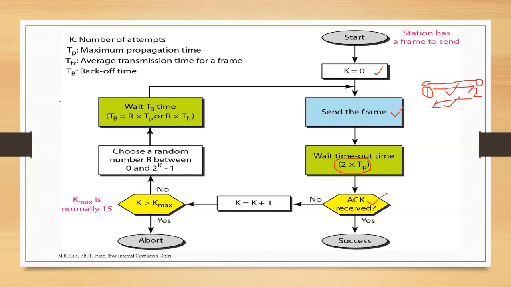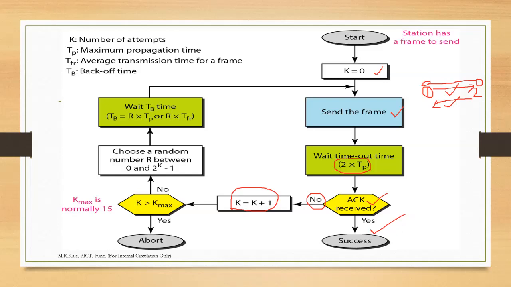Now check whether the acknowledgement is received or not during this timeout time. If yes, then obviously the delivery is successful, the transmission is successful. But if the acknowledgement is not received, there are various possibilities. Probably the data is with error, or probably the acknowledgement is with error, or another case is the acknowledgement is completely lost. So in any case, we consider that the acknowledgement is not received, and then the data has to be retransmitted. For retransmission, the number of attempts has to be incremented by 1.